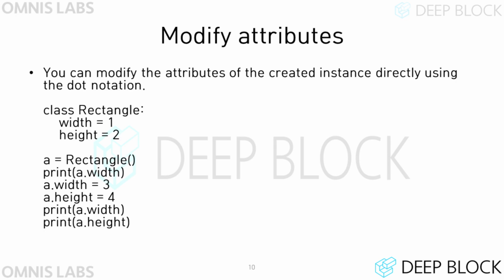Unlike string type, the value of attributes of a class can be changed. For example, if a new value is assigned to an attribute of an instance, the value of that attribute is changed. When there is an instance called a with the initial width attribute value of 1, after the program in the slide is executed, the width attribute value of a is changed to 3, and the value of height is changed to 4.